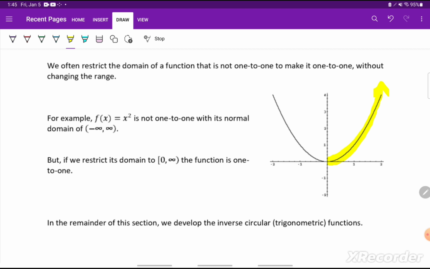In the remainder of this section and in future videos, we're going to develop our inverse circular functions, our inverse trig functions, using this same idea of restricting the domain to a one-to-one section.